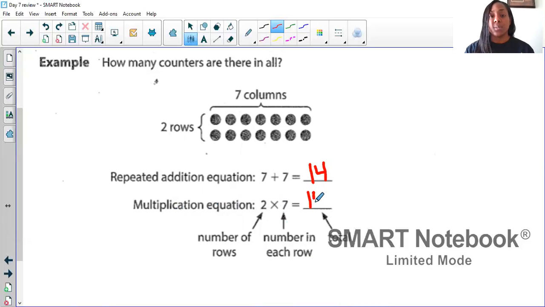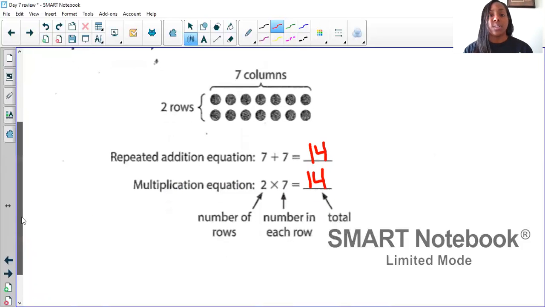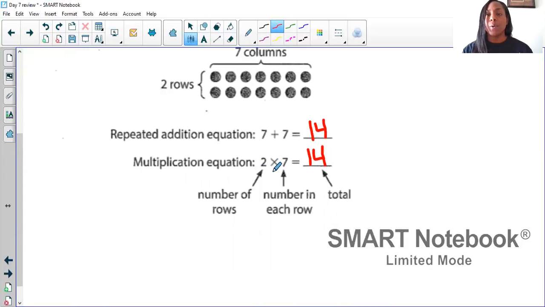2 times 7 equals 14. Very good. And see what they did right here? I like how they pointed that out for us. Just like before when we were talking about the equal groups. So our number of rows, 2 rows, the number that are in each row, 7 in each row.